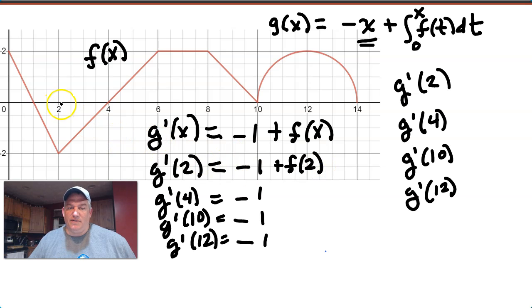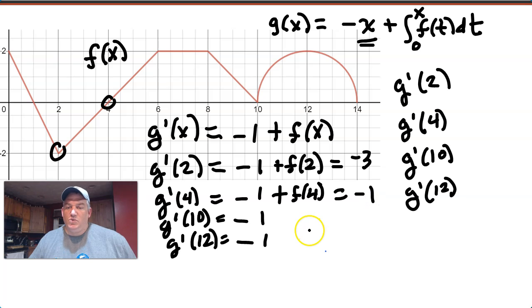Negative 1 plus f of 2. We're going to come over here and find f of 2. F of 2 ends up being negative 2. So we have negative 1 minus 2, or negative 3. So g prime of 2 is negative 3. Then g prime of 4 is going to equal negative 1 plus the value of f of 4. From my graph, f of 4 can be found easily. F of 4 ends up being 0, so we end up with negative 1. We can do the same thing here: plus f of 10, and finally, f of 12.